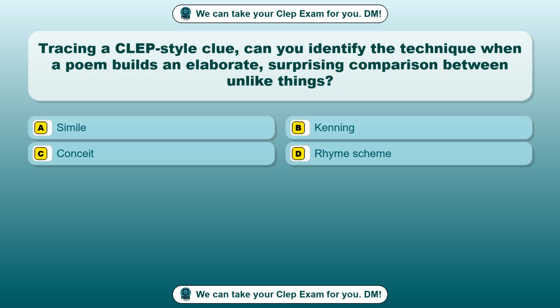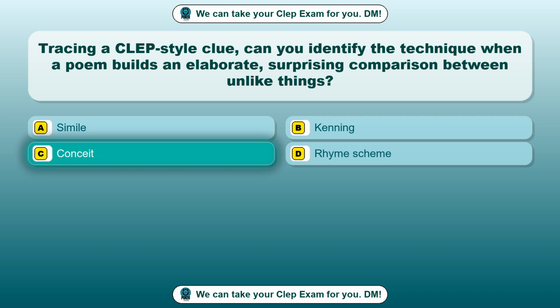Question 42. Tracing a CLEP-style clue, can you identify the technique when a poem builds an elaborate, surprising comparison between unlike things? Option A. Simile. Option B. Kenning. Option C. Conceit. Option D. Rhyme scheme. The correct answer is option C.